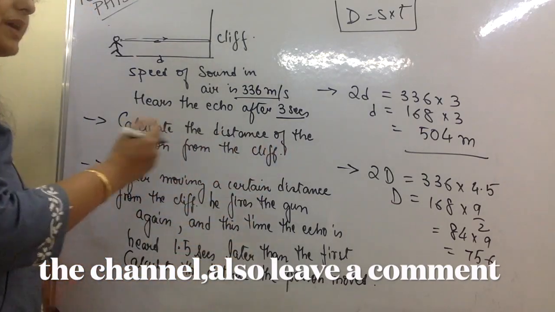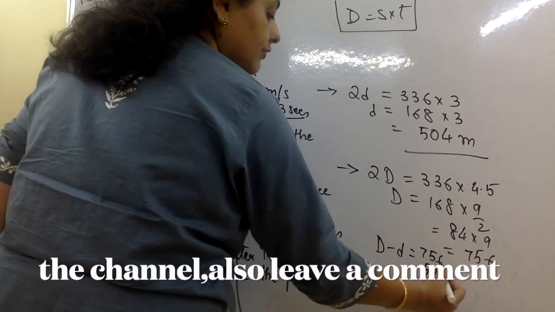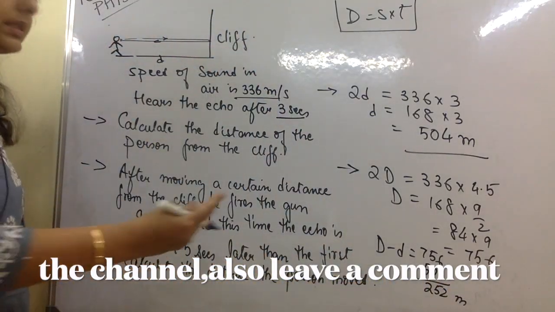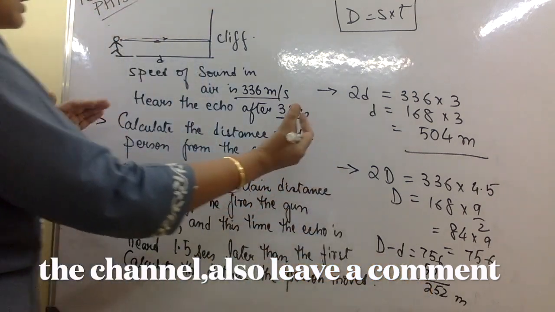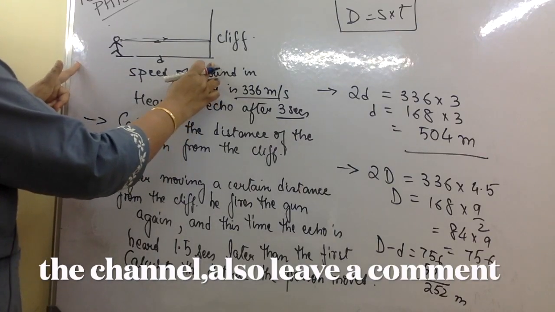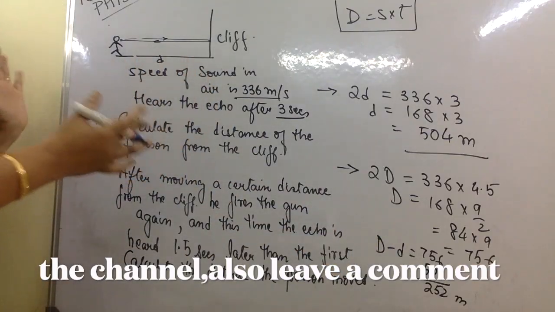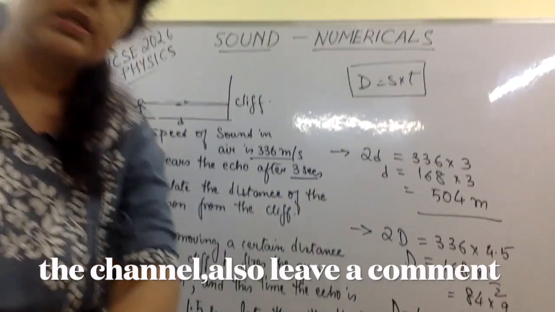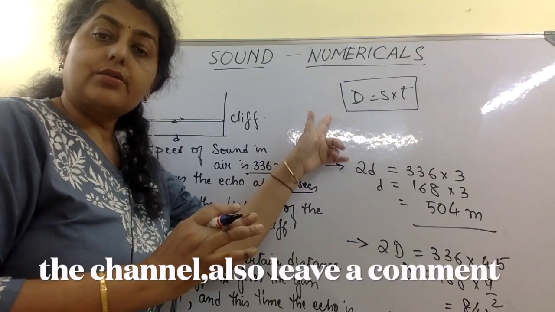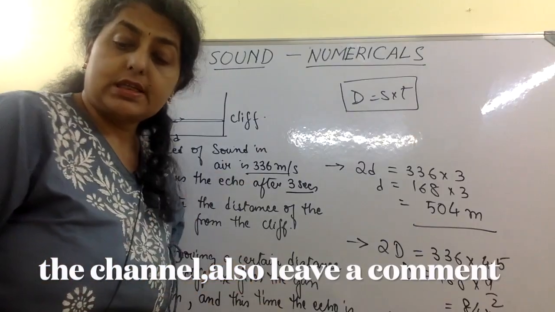Now how much did he move back? Okay, capital D minus small d, which is 756 minus 504, that comes to 252 meters. Okay, so this is the actual answer to the second question. The distance the man had moved back is, original d was 504, new D is 756. So now the distance he moved back is 252. Okay, so don't you think it's a very simple question? All you have used is this formula, okay, and echo questions always remember to take a 2d, okay. So that is it. Let's move on to the next question.